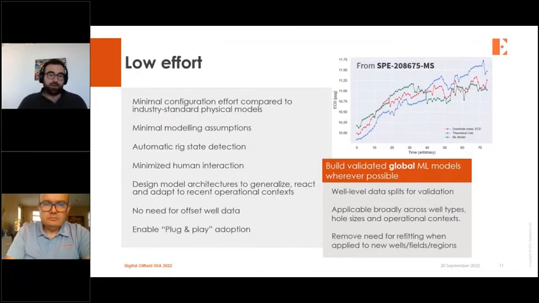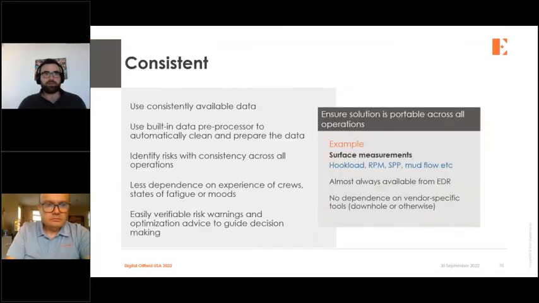And another thing that helps with consistency is that when you have warnings which are based on some kind of sound physics, they're easy to verify, and it's much easier to make a decision based on that when you have a good understanding of why something might happen. Next one, please.